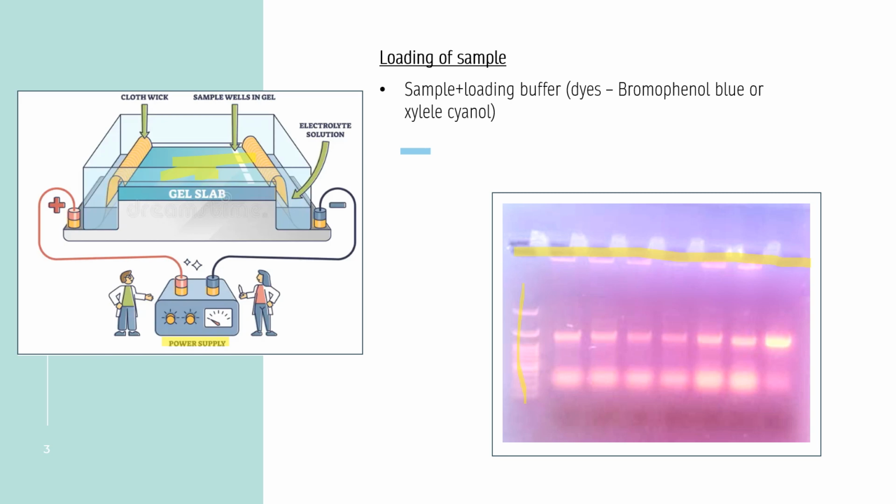Now we have run our macromolecule on the gel, okay? We know that they will be separating on the basis of the size. But how do I know that this band of mine is of a particular size? So how do we know that? We compare it with the ladder.